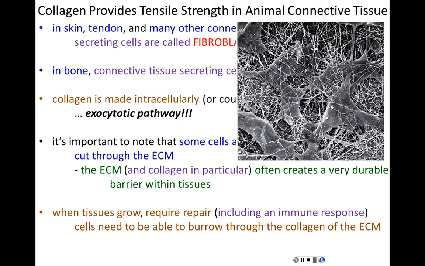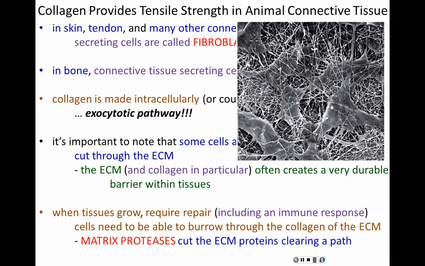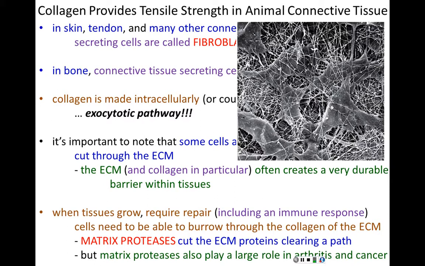Whenever tissues grow, cells need to move in the ECM, and so they've got to be able to get through this meshwork. Whenever a tissue gets damaged and requires repair, that includes infection. So even cells mediating an immune response need to get through the collagen of the ECM. These cells require enzymes to do that. They're called matrix proteases. Matrix proteases specifically cut the proteins of the ECM, clearing a path through the ECM, allowing these cells to get to where they need to go.